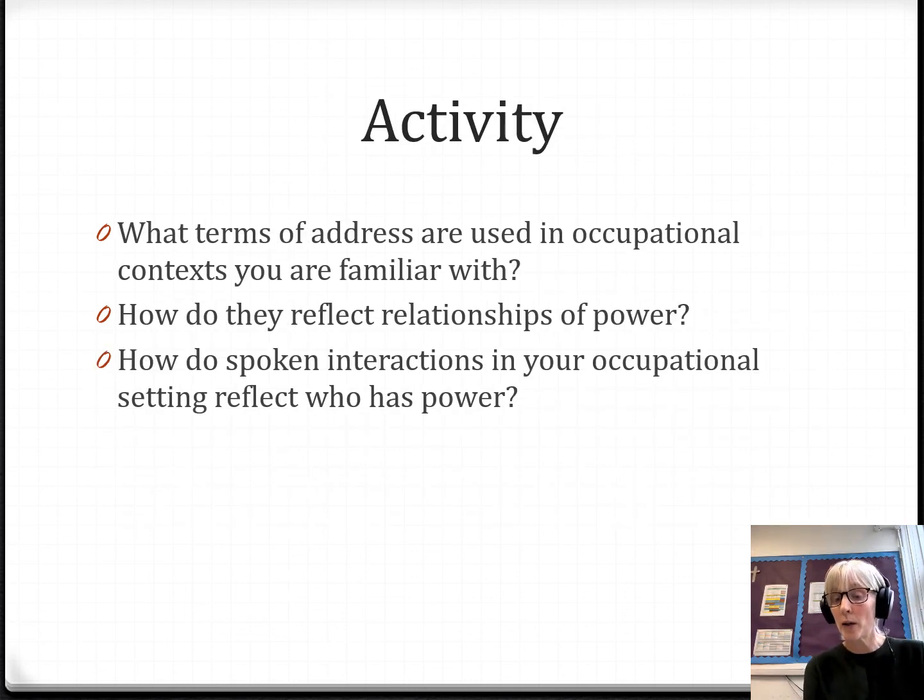Okay, so you should have some notes on the terms of address used in occupational contexts you're familiar with, how they reflect relationships of power, and if you are in a job, think about how spoken interactions reflect who has power in your occupational setting. Otherwise, think about school and college for examples of this, because that's an occupational setting you are all familiar with, although not what happens in the staff room.